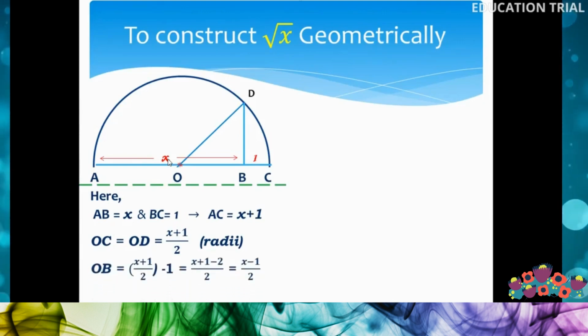Next, in the figure we can see that OB is 1 less than the radius of the circle. So the radius of the circle OC is equal to (x plus 1) by 2. So we can say OB is equal to (x plus 1) by 2 minus 1. Simplifying, we will get (x minus 1) by 2. So OB is equal to (x minus 1) by 2.